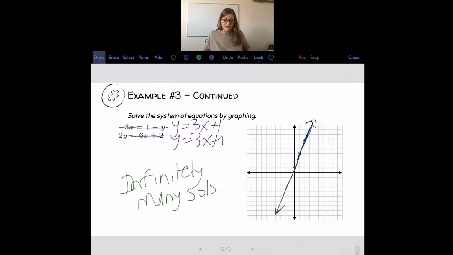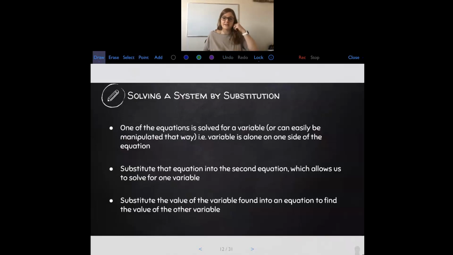Next we're going to learn to solve a system in two variables by substitution. The way that this works is one of the equations is solved for a variable or can easily be manipulated that way. What that really means is that a variable is alone on one side of the equation, so that could look like x equals or y equals. Then we substitute that equation into the second equation, which allows us to solve for a variable. Once we get the value of one variable, we can plug it into either of our equations to find the other. We'll see how this works in our examples.